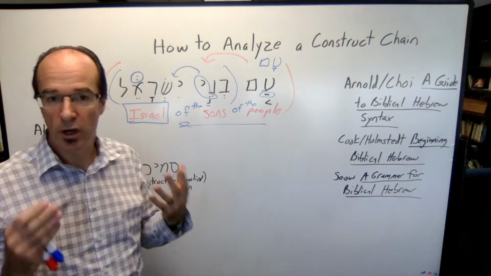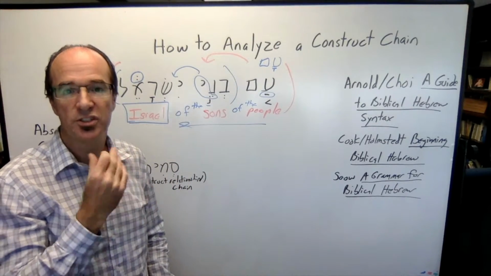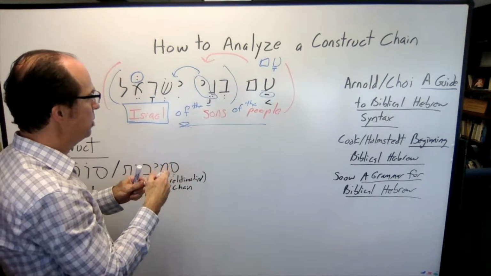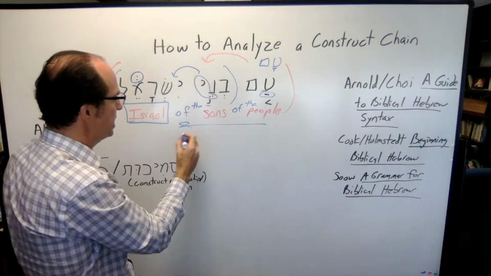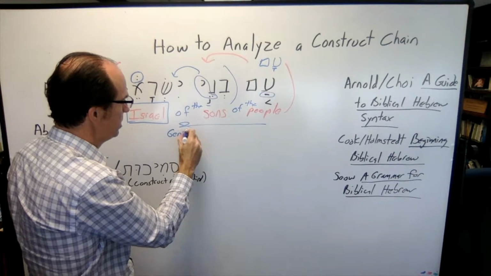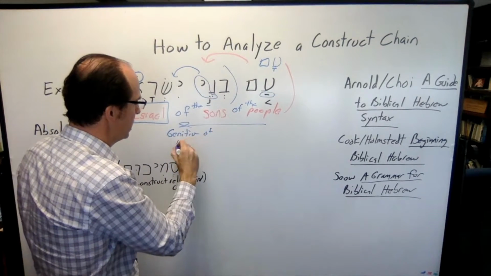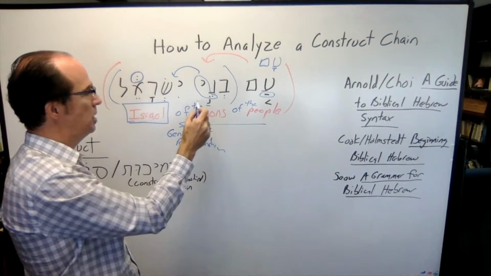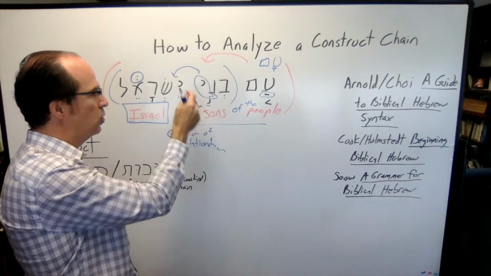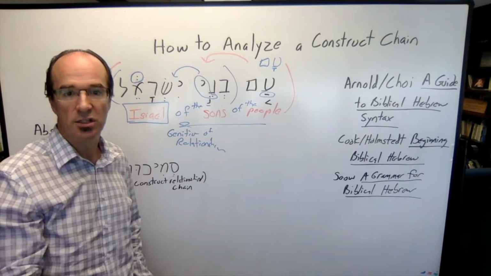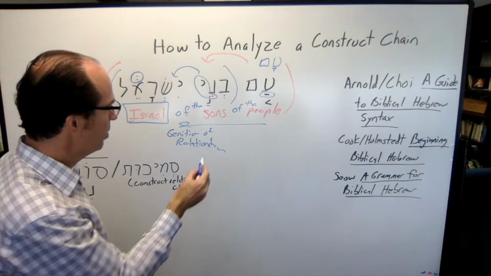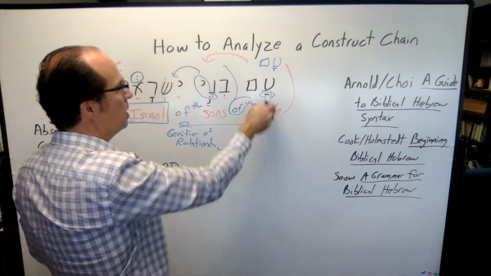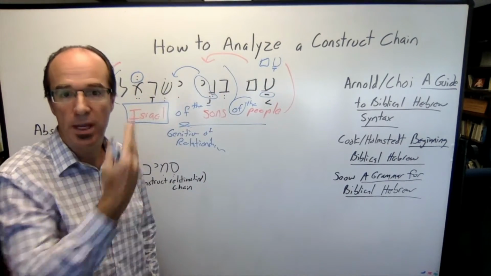This is probably the most straightforward type of genitive, because what is this signaling? This is signaling a relationship. So this would be a genitive of relationship. It signals the relationship of whose son we're talking about. It's sons of Israel. Now, let's take a look at this one. What's the force of this genitive? What does it mean? People of the sons of Israel. The people of the sons of Israel.